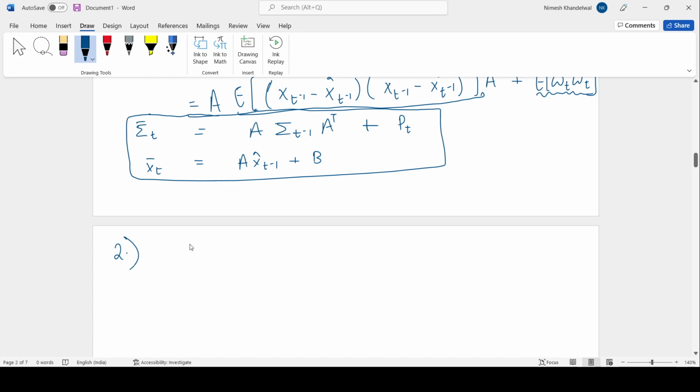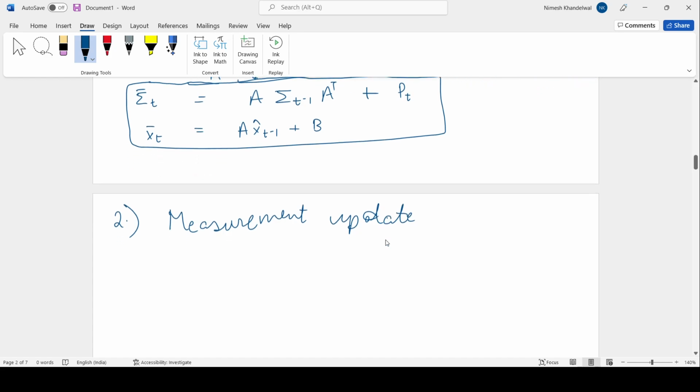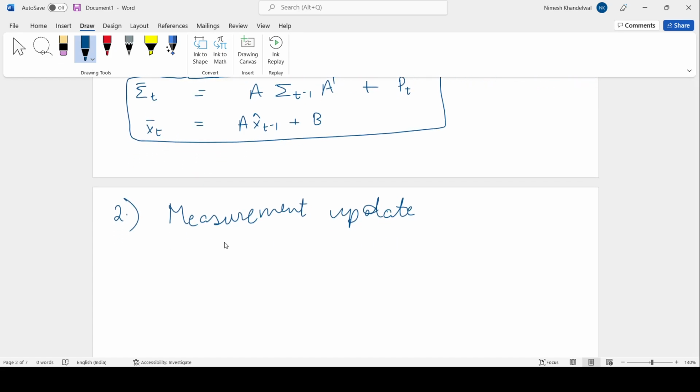So what is the second step? The second step is the measurement update. Now I'm saying that I have made some measurement, and this measurement I was modeling as what? This was the measurement model: y_t = C x_t + eta_t.